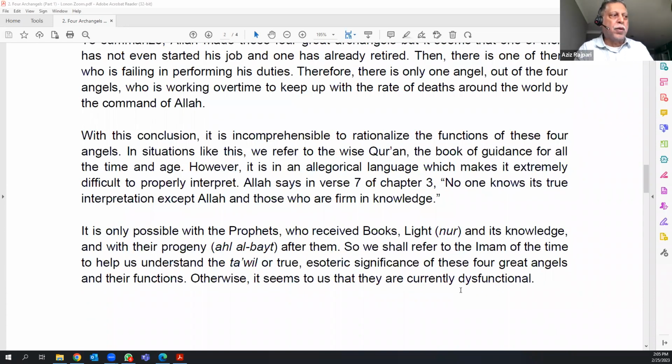It is only possible with the prophet who received books, the light, Nur, and its knowledge, and with their progeny, the Ahl al-Bayt after them. So we shall refer to the Imam of the time to help us understand the Tawil or the true esoteric significance of these four great angels and their functions. Otherwise, it seems to us that they are currently dysfunctional.